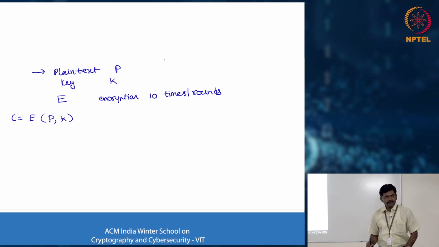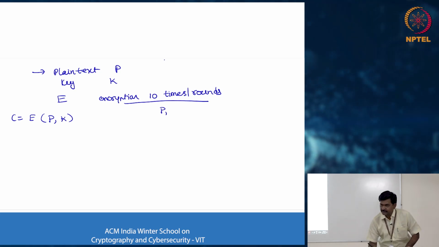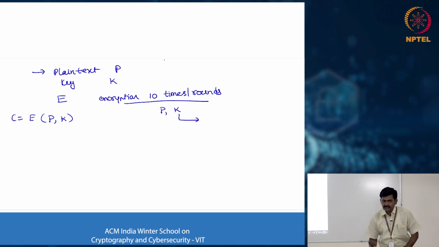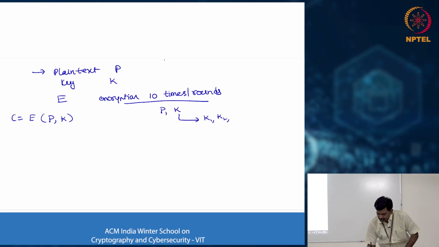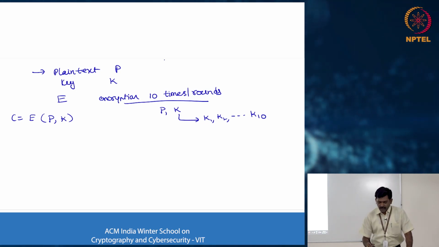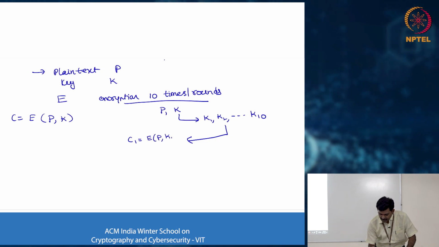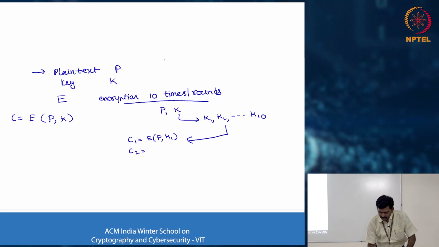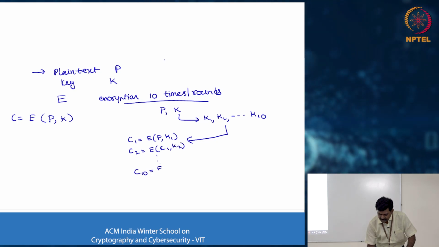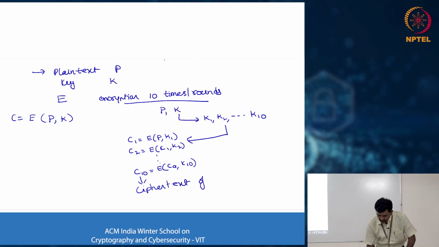But now, since I am performing 10 rounds, I take my plain text and my key, but from this key I generate 10 keys, K1, K2, and so on, K10. And these 10 keys I submit to my encryption process. So C1 is equal to E of P comma K1, then C2 is equal to E of C1 comma K2, and so on. C10 is E of C9 comma K10. This C10 is the ciphertext of P.